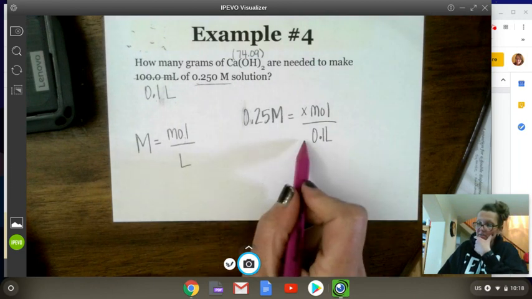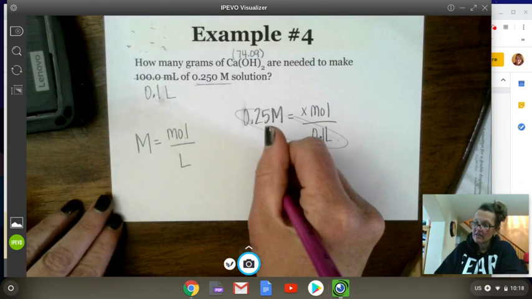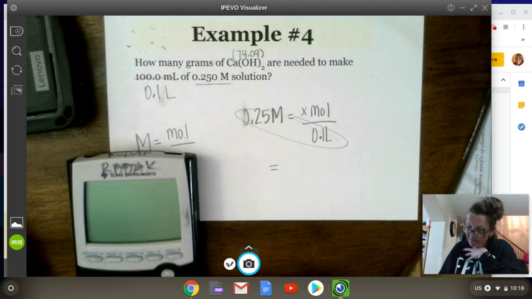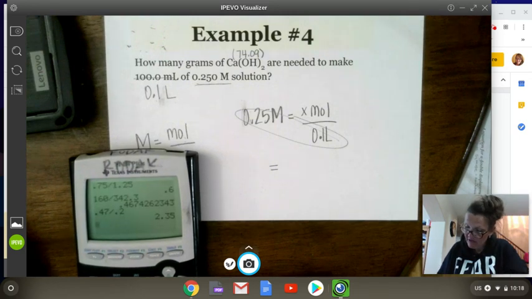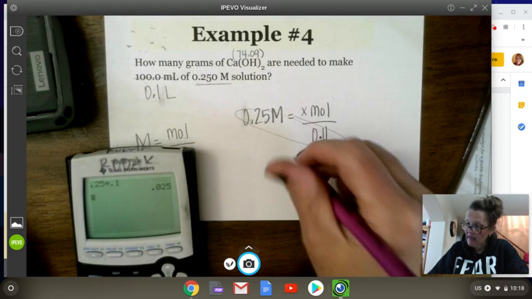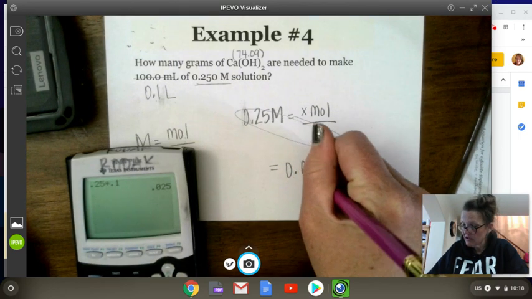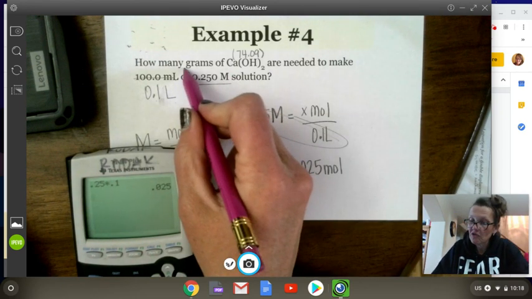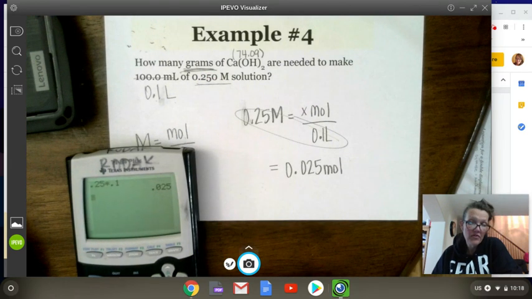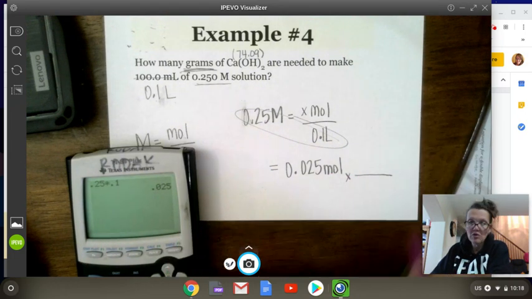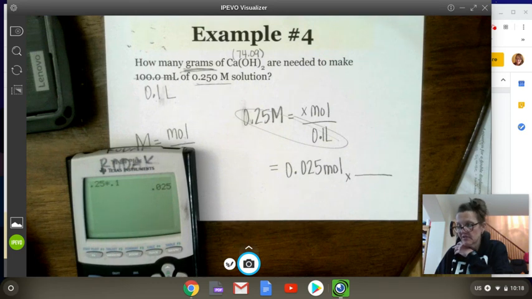Okay, and so I'm just going to do some cross multiplying here. And I'm going to literally multiply 0.25 times 0.1. And I get 0.025 moles. Now again, the question asked for grams. So I have one more thing I need to do. I need to convert this number of moles out to grams. Well, what do I have to know about calcium hydroxide to convert from moles to grams? That's correct, the molar mass.